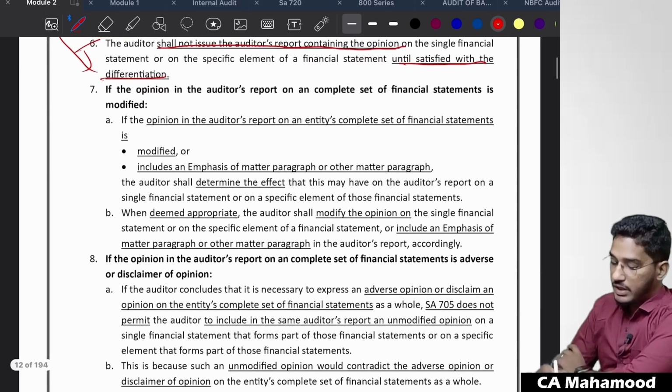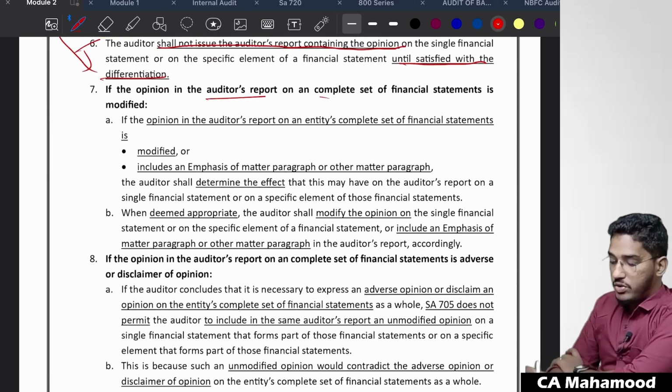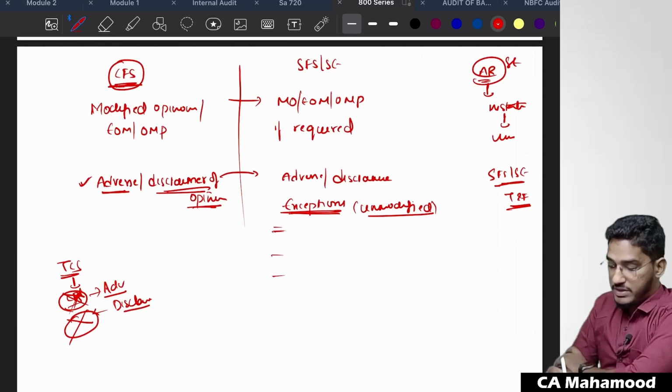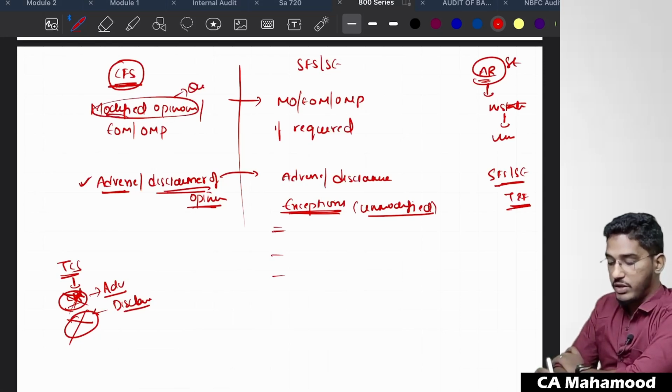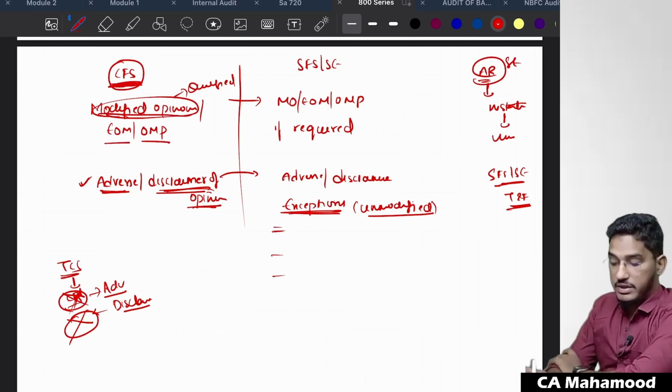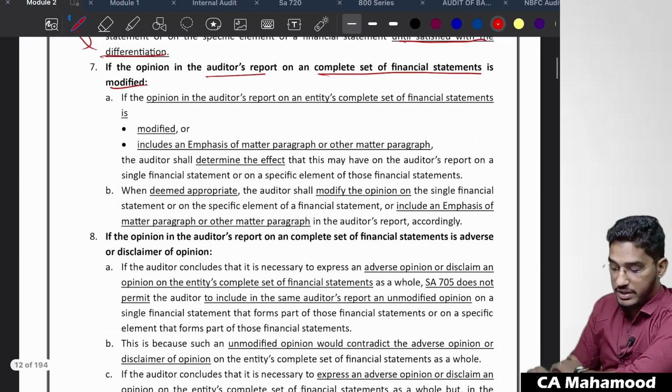Next one. If the opinion in the auditor's report on the complete set of financial statements is modified, as I have told this part, that means when they say modified here, they are specifically talking about qualified. Why? Because adverse and disclaimer, they have anyhow covered separately. So what if the complete set of financial statements contain a modified opinion or emphasis or other matter paragraph? Then what you should do? Let us see what they are trying to say here.